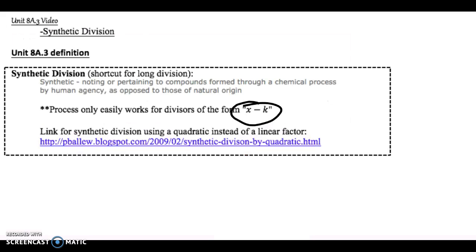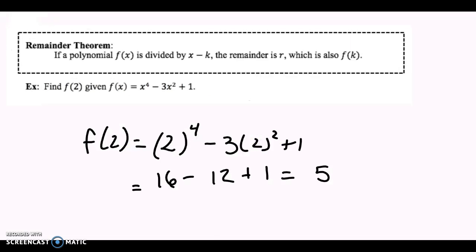Here's how the remainder theorem works, and it was on the other page before, so let me bring it up here for a second, if I can find it. So the remainder theorem says that if a polynomial, some polynomial f of x, is divided by x minus k, the remainder is r, which is also f of k. So in other words, if I take some value that I want to divide into f of x, when I plug in that value, I'm going to get r.